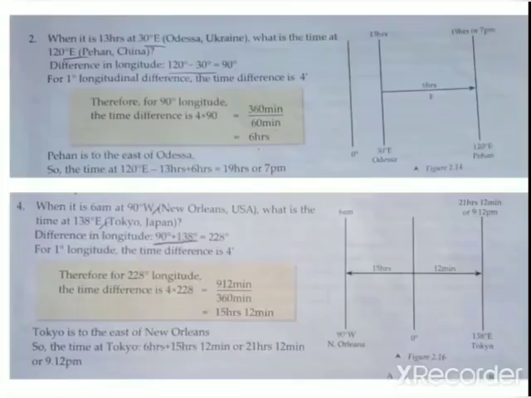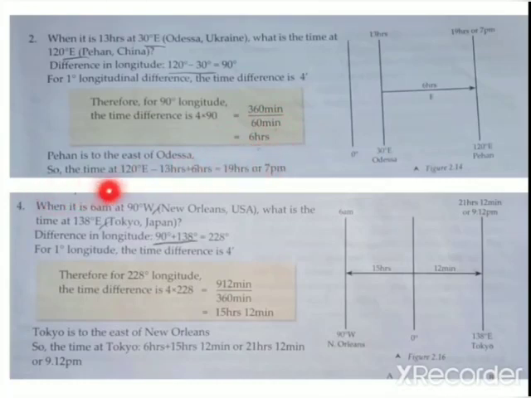Let's take another example. When it is 13 hours at 30 degree east, what is the time at 120 degree east? First you have to find out the longitudinal difference. So 120 degree minus 30 degree, since both are in the same hemisphere, you have to subtract. 120 minus 30 becomes 90 degree, so you multiply by 4. When you multiply by 4, you will get 360 minutes, which converts to 6 hours.